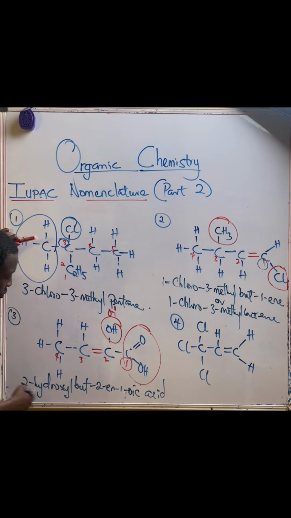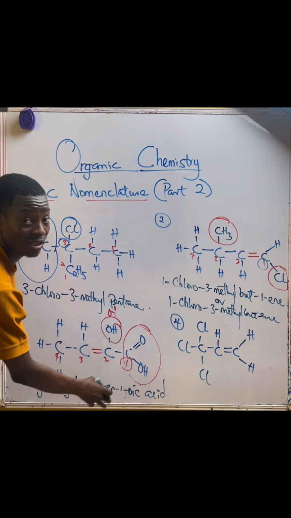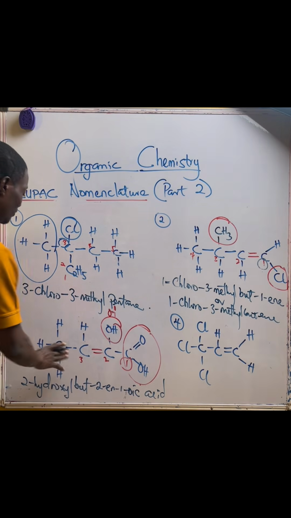Or you just write it as 2-hydroxybut-2-enoic acid. Instead of writing the 1, you just throw away the 1. Then you have enoic acid. This is the naming of this particular compound.